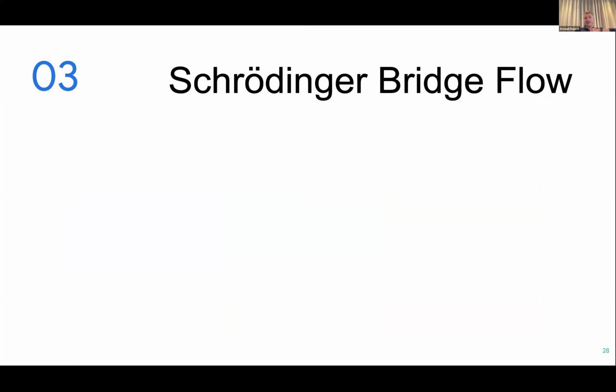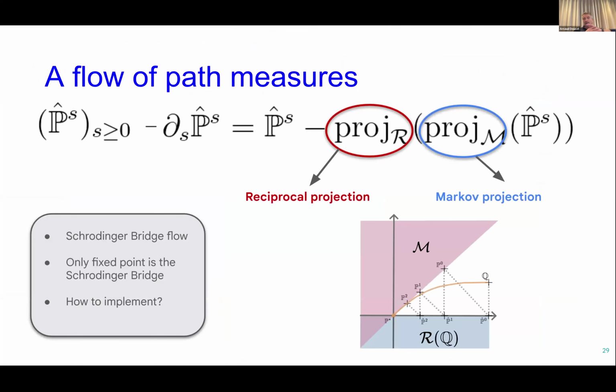All credit for the original idea goes to Valentin de Bortoli and not to me. The idea is the following: think of a path measure. You're going to consider a flow of path measure defined by this expression: minus the derivative with respect to time of p hat is p hat minus this operator. So what is this operator? It takes the path measure, does a Markovian projection, and then a reciprocal projection. And you can show that the only fixed point of this flow, where this quantity is 0, is actually the Schrödinger bridge.